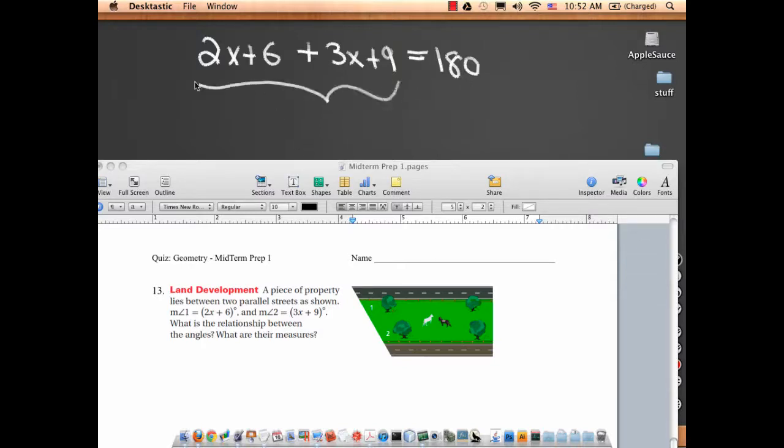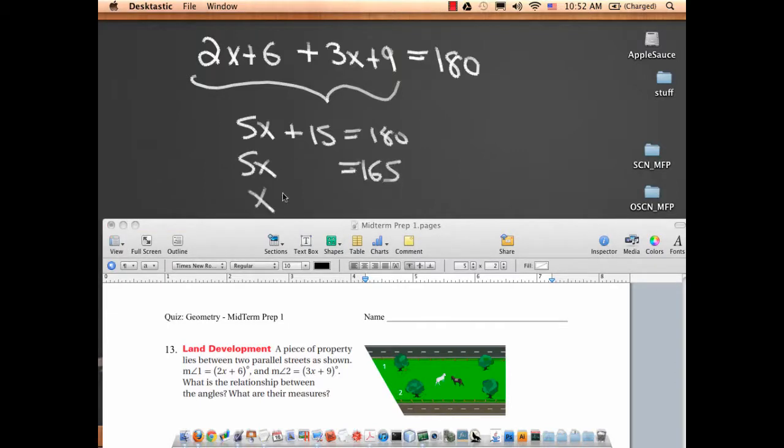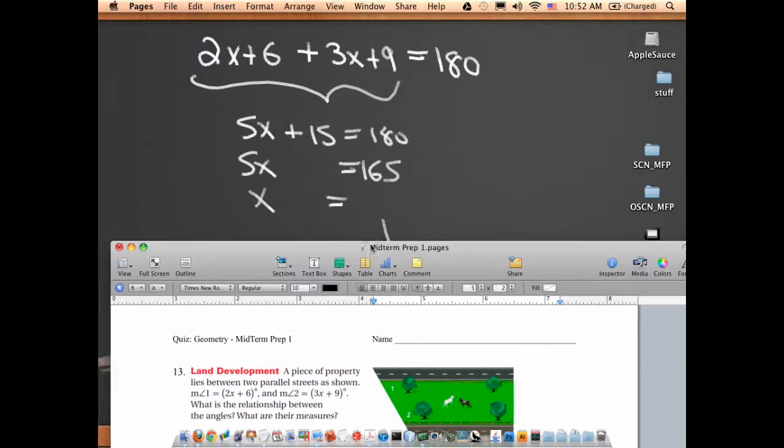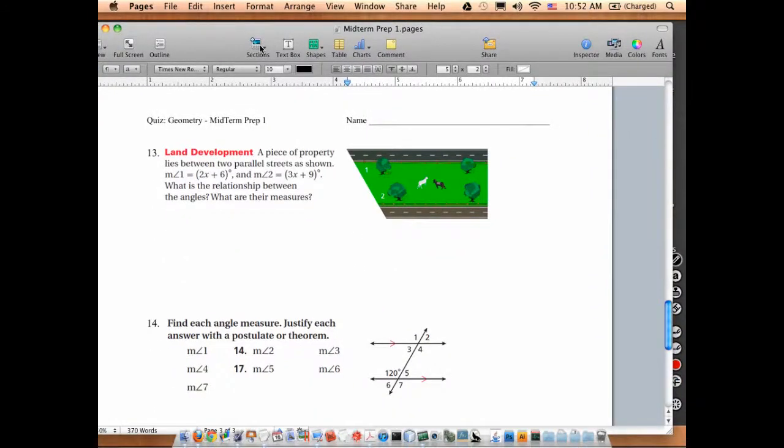So what does this add up to right here? 5x plus 15 equals 180. Subtract 15. 5x equals 165. Divide by 5. 33. So x equals 33. Are we done? No, we have to plug it back in.